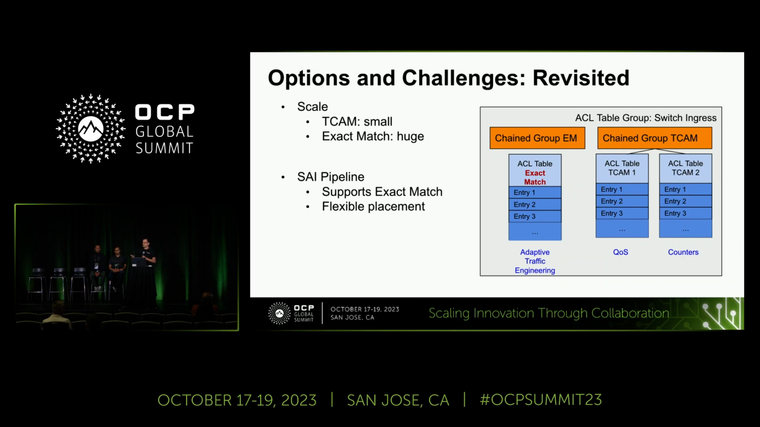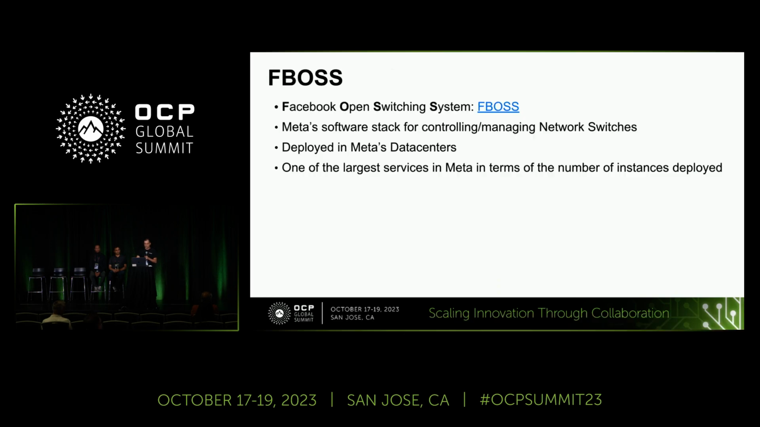In the next few slides, we'll take a concrete example and illustrate how we can work our way towards a model like this. We'll take FBOSS NOS as an example for this. FBOSS stands for Facebook Open Switching System. It is Meta's software stack for controlling and managing network switches. It's deployed heavily in Meta's data centers. It's one of the largest services in terms of number of instances in Meta's network.